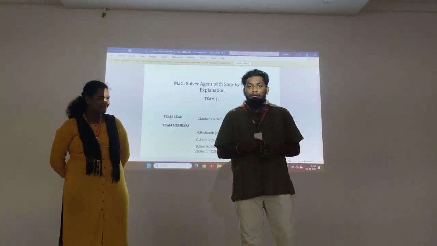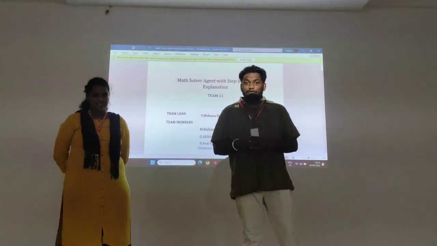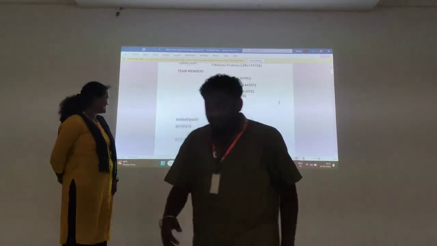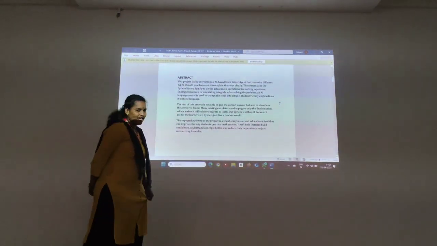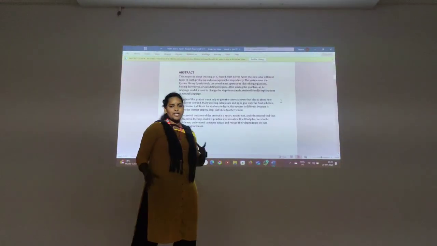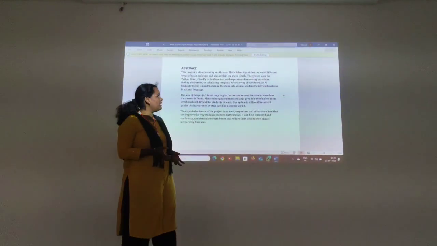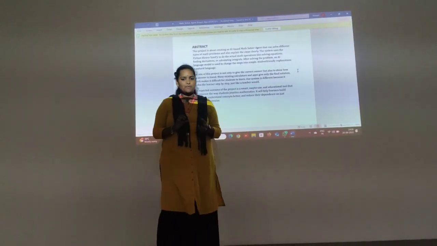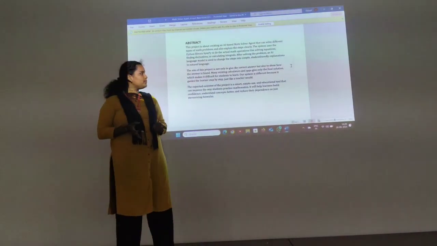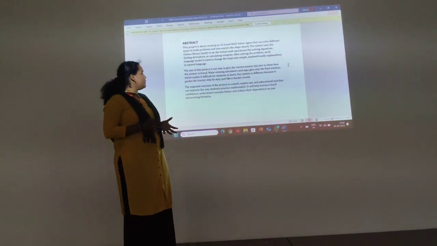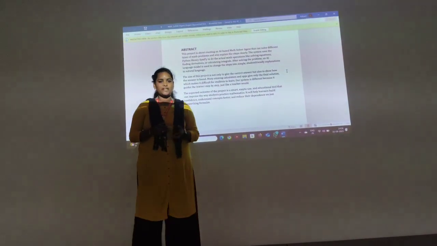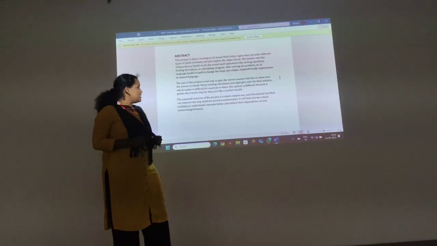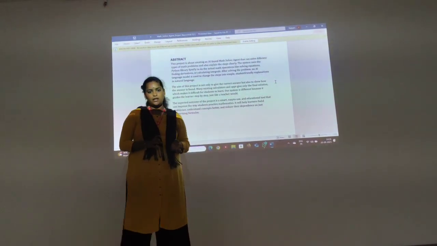The rest of the document, what and how, and why we are using that agent model, will be explained by Kalyani. This project is about creating an AI-based language model agent. We can solve different types of math problems and also explain the step-by-step process. They can use Python libraries for the actual math operations. After solving the problems, the language model is used to change the steps into a simple way.